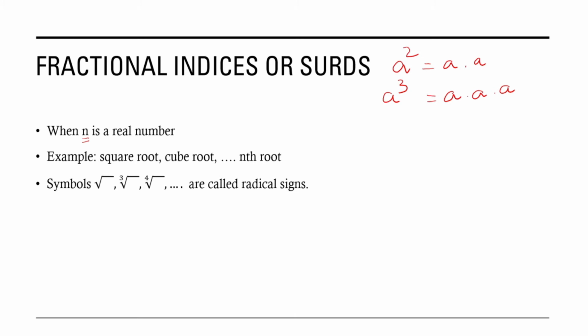Now let us take the case where n is a real number. Suppose n is a fraction, let us say, half. Now in such cases, the indices are called fractional indices or surds. Say for example, square root, cube root, up to the nth root. The symbols are given as, the symbol for square root is this one, the symbol for cube root is this one, the symbol for fourth root is this one, up to etc. All these symbols are called radical signs.